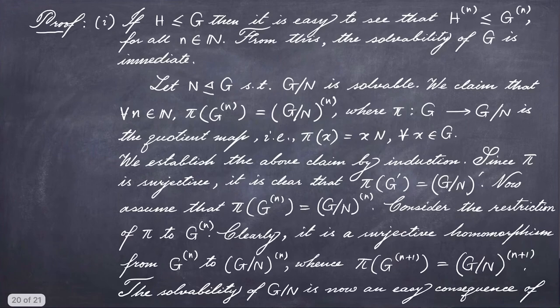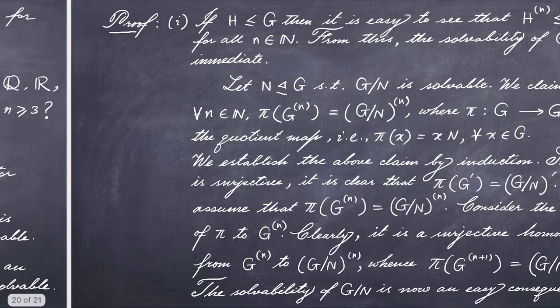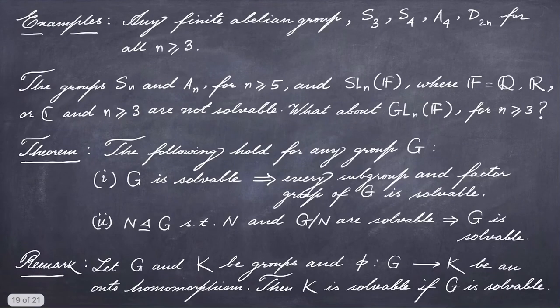Now with the proof of this theorem we will finish this lecture. Before getting into the proof, I think the answer to our question is quite clear. If GL_n(F) were solvable, then its subgroup SL_n(F) would be solvable, but that is no longer the case. Therefore GL_n(F) cannot be solvable for n greater than or equal to 3.